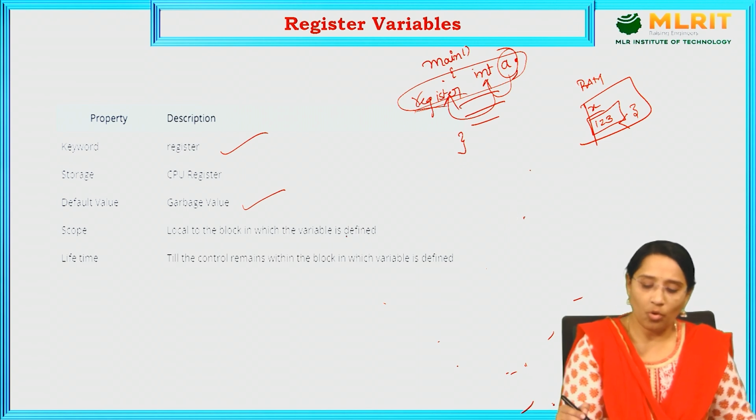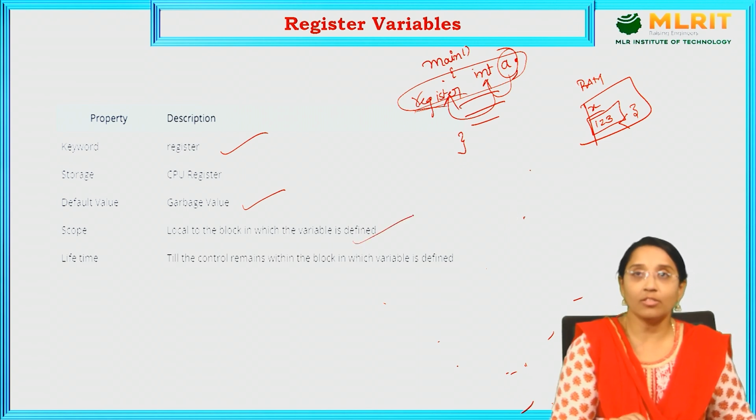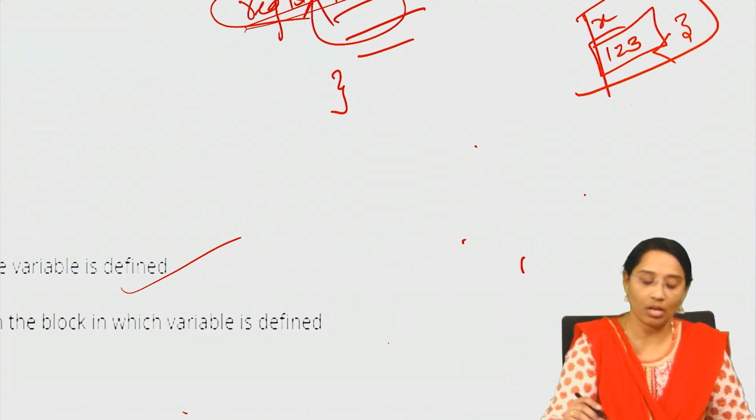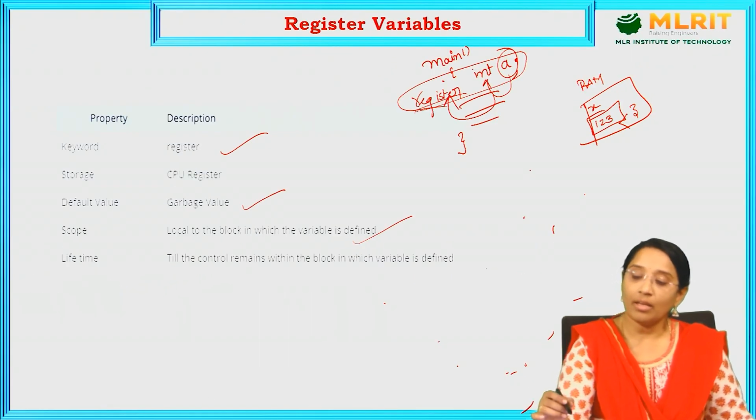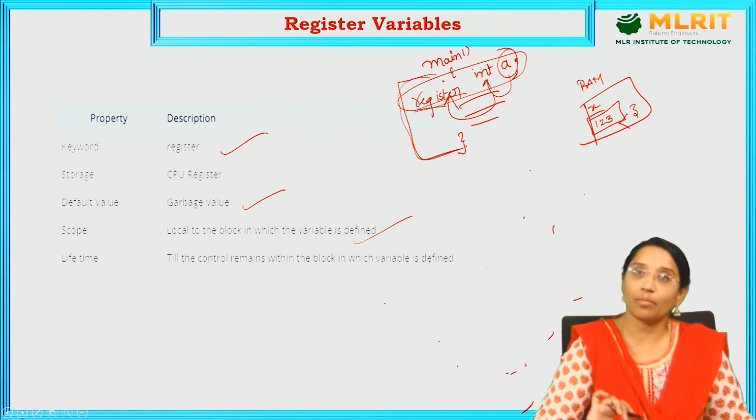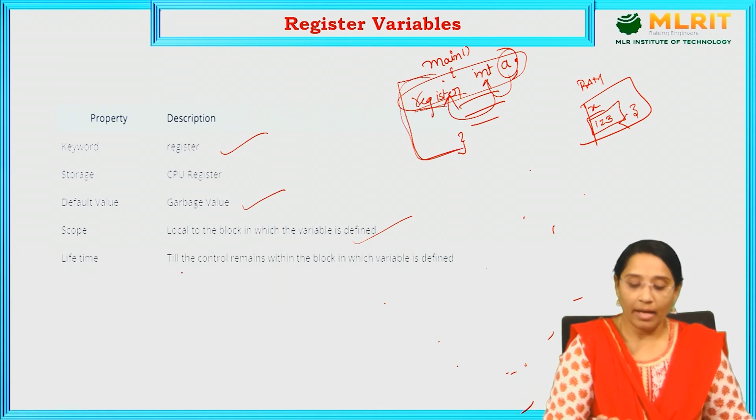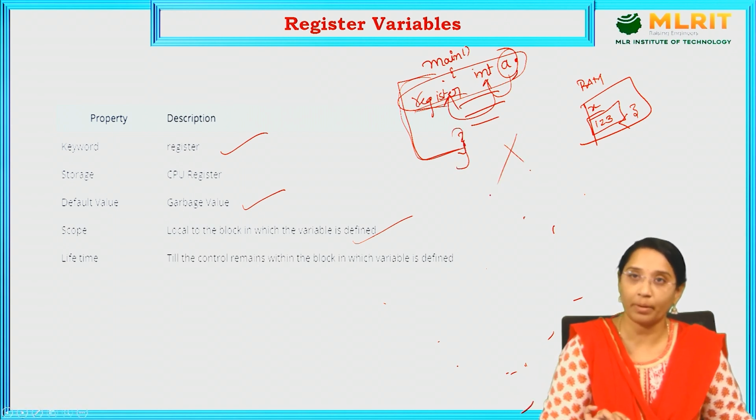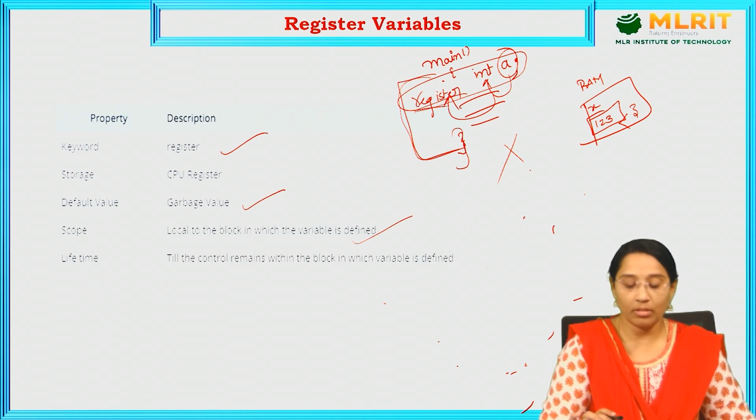And the scope of the register storage class is local to the block. When a variable is declared like this, register int a, this variable's scope is within the block. Next, lifetime: till the control remains in the block. So until this brace gets closed, that is the lifetime of this variable. After that, it will be freed from the memory. This is the register storage class.